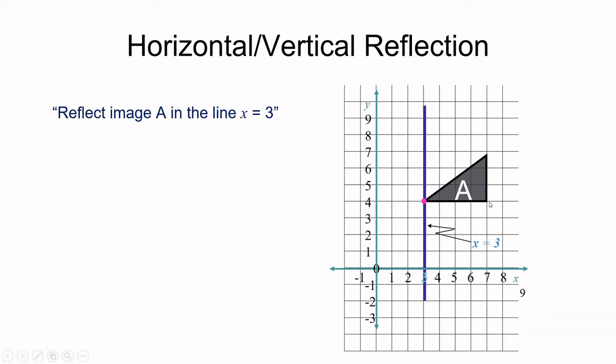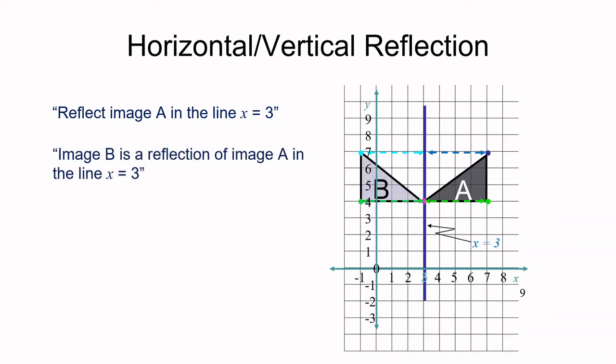Let's look at this next point here. This point is 4 squares away from the mirror line, to the right. So our reflection will be 4 squares away from the mirror line on the left. And this top point of our triangle here is also 4 squares away from the mirror line to the right. So I'll reflect it 4 squares away from the mirror line on the left. Now that I've plotted all 3 points, let's join them up and draw the reflected image. Again, using the vocabulary, I can say that image B is a reflection of image A in the line x equals 3.